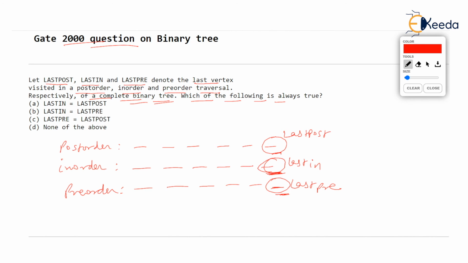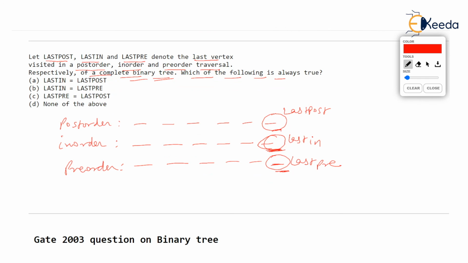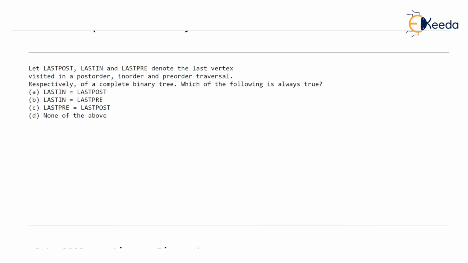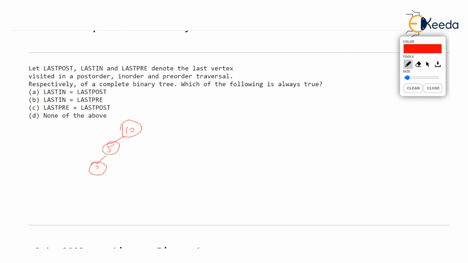So the best way to solve this question is, why don't we take some complete binary tree and try it? The complete binary tree that we can take is, let's say we have 10, 5, 3, then we have 8 here, and 20. You will agree that this is complete, isn't it?